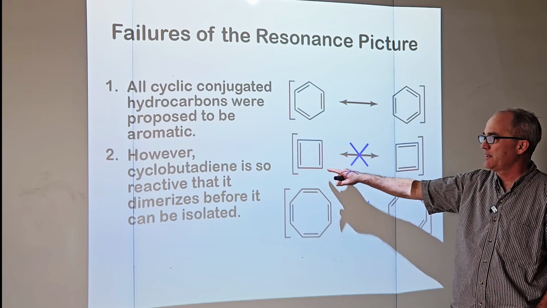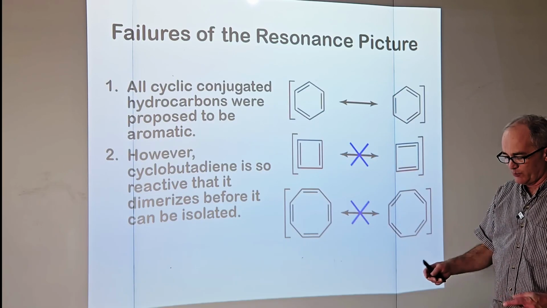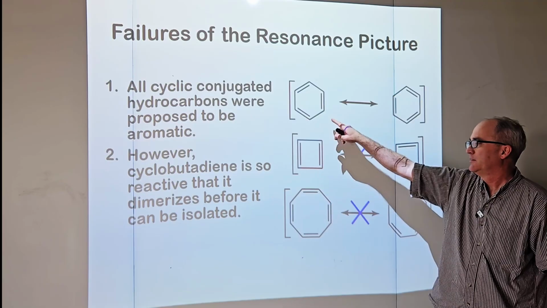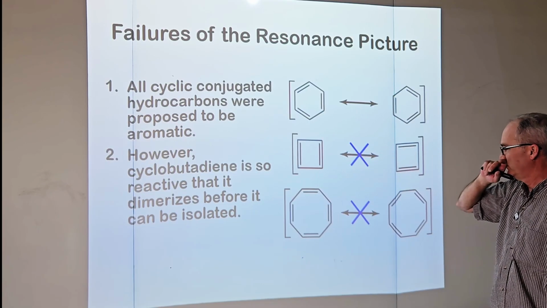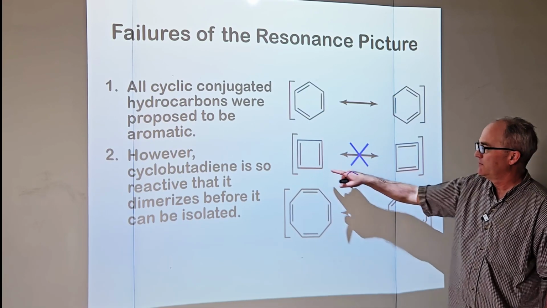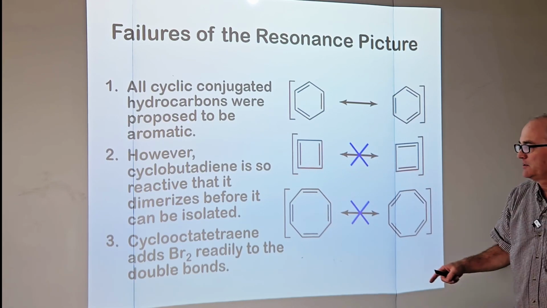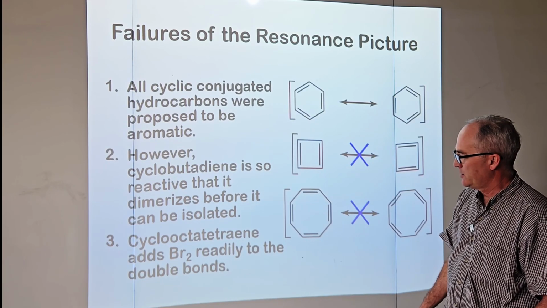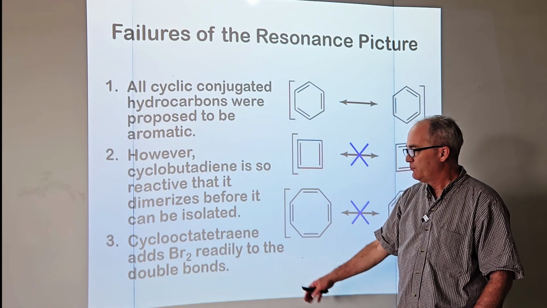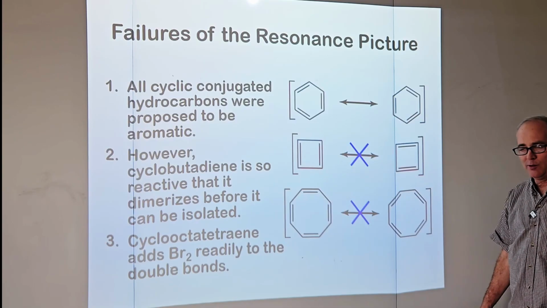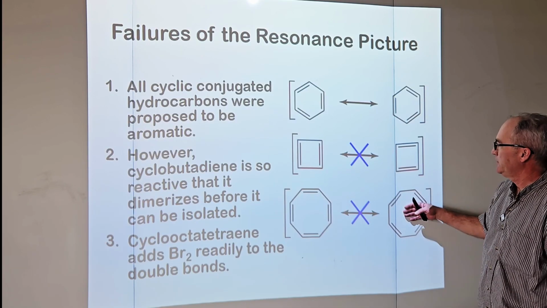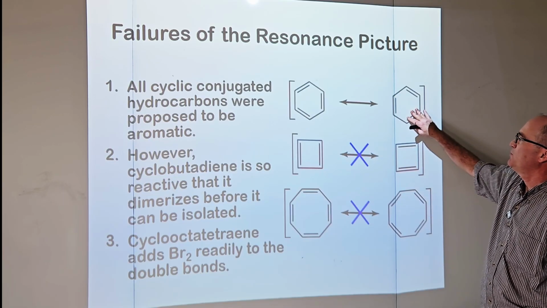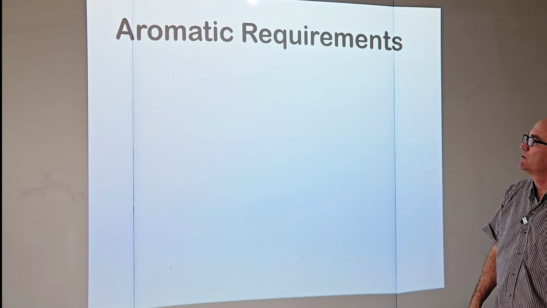Cyclobutadiene is so reactive that it dimerizes before you can isolate it. That means nobody can put this in a bottle. Now, benzene can be put in a bottle, and so these don't undergo that resonance. So this thing is a weird thing. Cyclooctatetraene adds bromine readily, just like a normal alkene. So clearly these cyclic conjugated structures don't possess what benzene has going on.